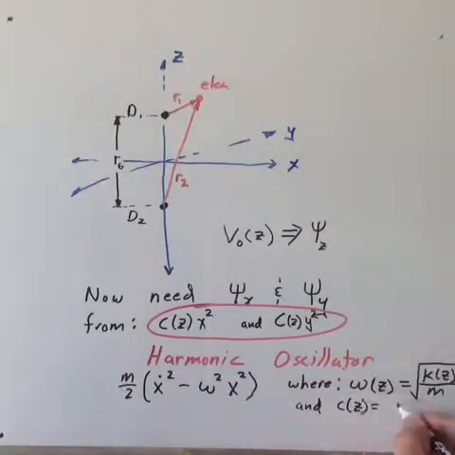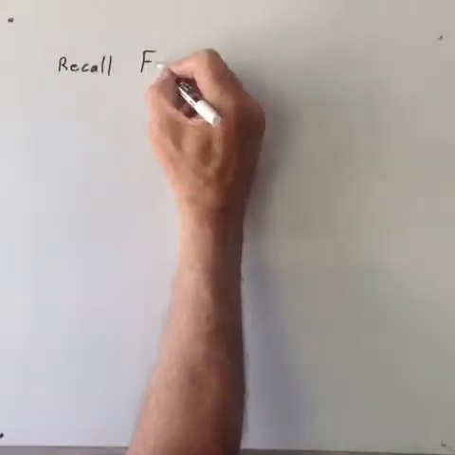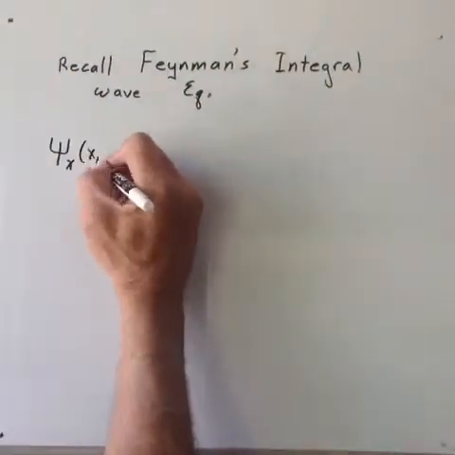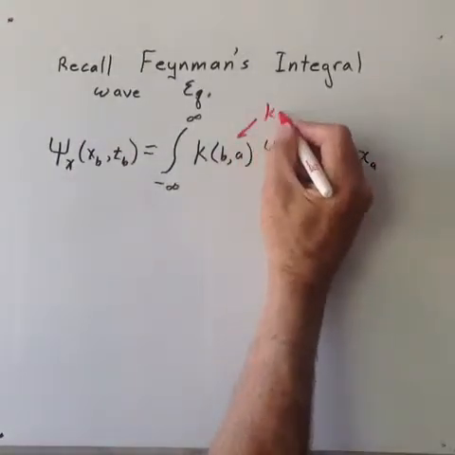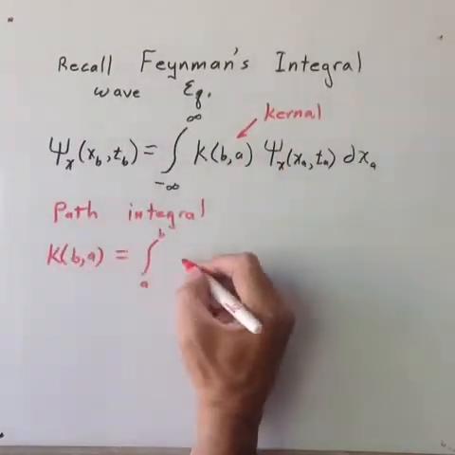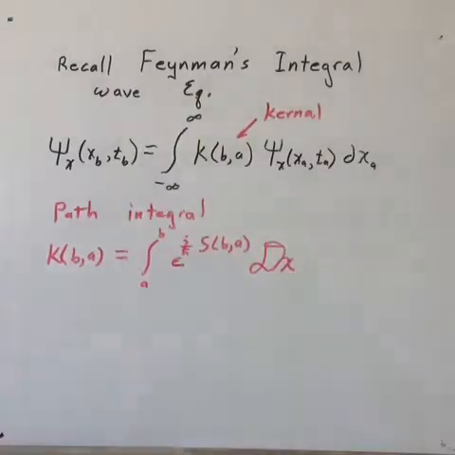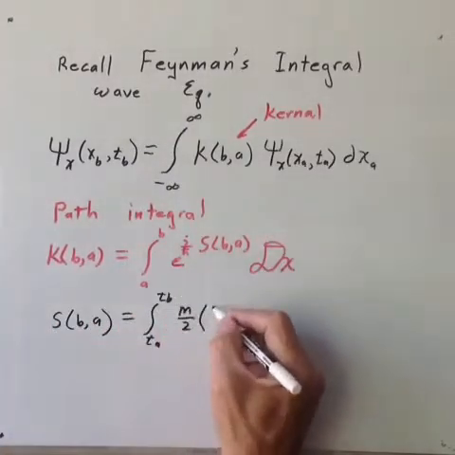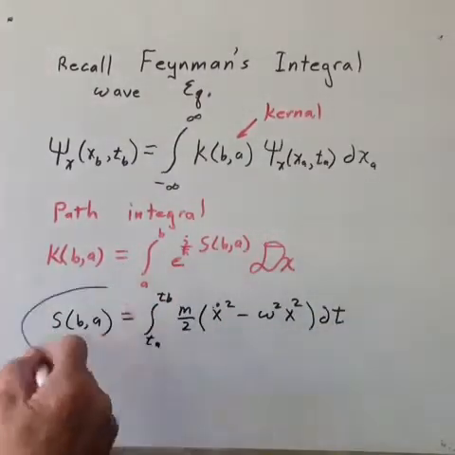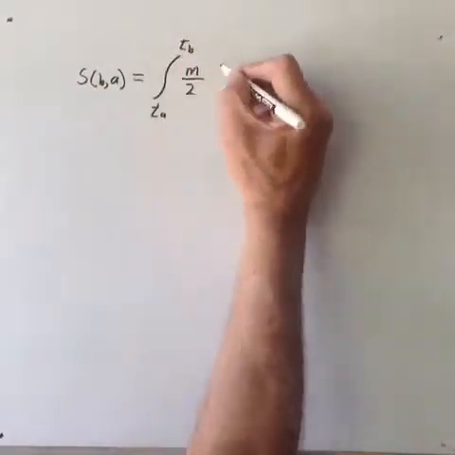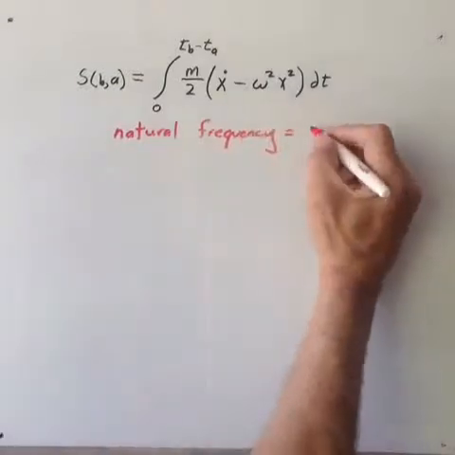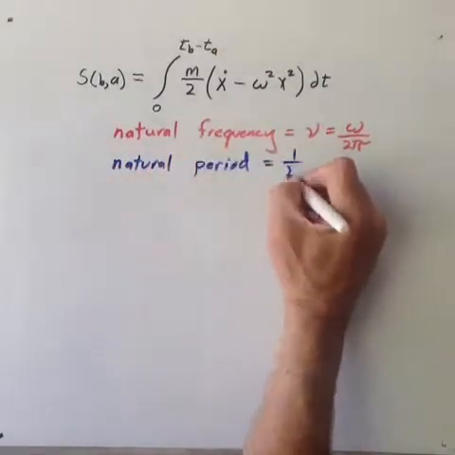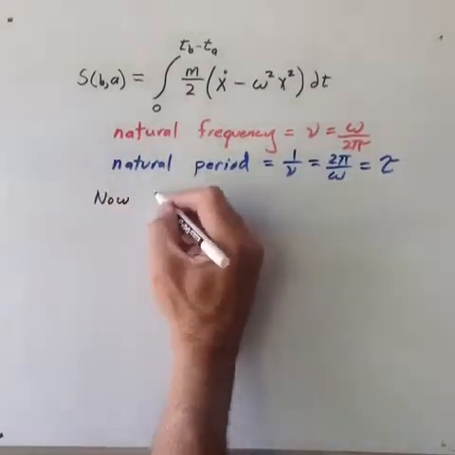Recall that we started with Feynman's integral wave equation, leaving the electron x and y components in the path integral form, shown here for the electron wave function in the x dimension. Previously, we developed the action for the path integral in the form of a harmonic oscillator, as shown, between time a and time b. We can define time a as 0 and rewrite as shown, between 0 and tb minus ta. And note that there is a natural frequency.